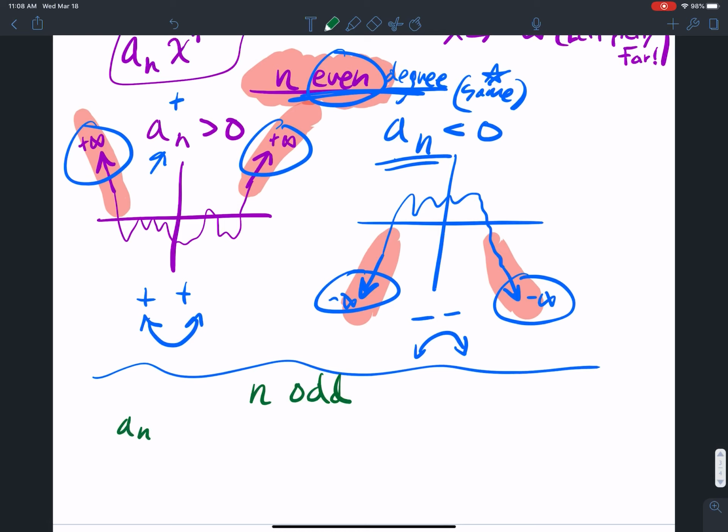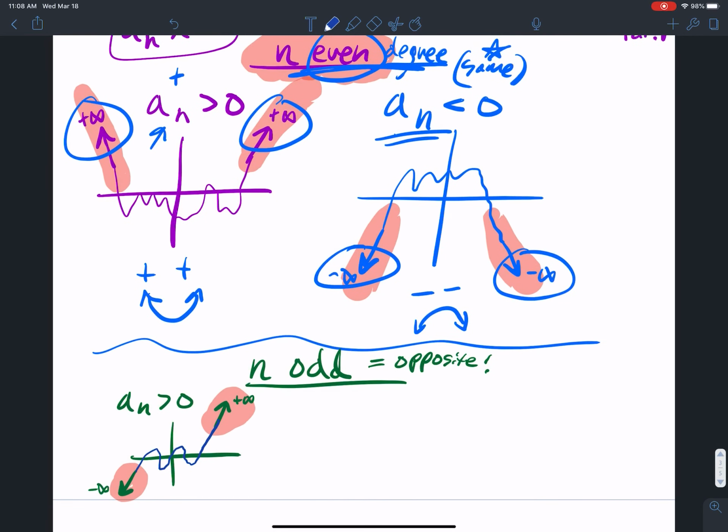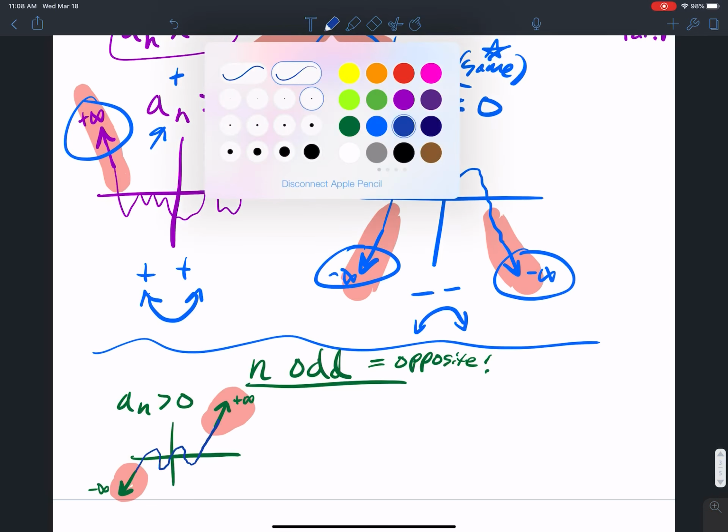And if a_n is positive and it's odd, what does that tell me? On right-hand behavior, I end up at positive infinity. But odd means opposite. That's what I want you to think, opposite. So if the right-hand side goes up, the left-hand side goes down to negative infinity. So what happens in between, that's anybody's guess, depending on the other terms of the polynomial. But eventually, it goes up to positive infinity.